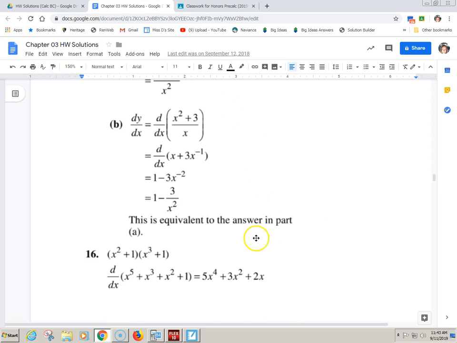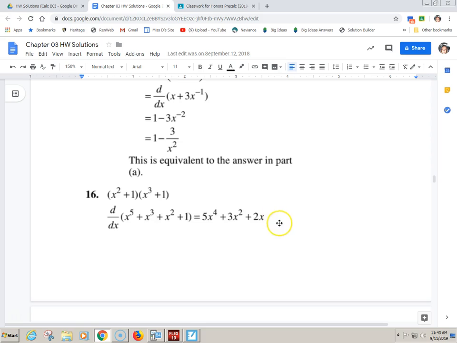Anyway, letter B, final answer. Oh, never mind. This is actually at the point of the problem. Anyway, whatever. Oh, because you could have rewritten it to begin with and not even done quotient rule. That's nice. That's something I would do.